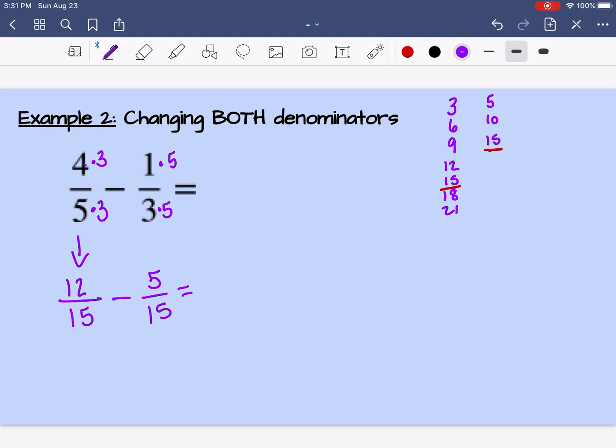Now I have the same denominators, and remember the denominator stays. And then, in this case, I'm subtracting the numerators. 12 minus 5 is 7. 7 and 15, I can't divide those by anything, so 7 over 15 is my final reduced answer. Pause the video if you need to finish writing this down.